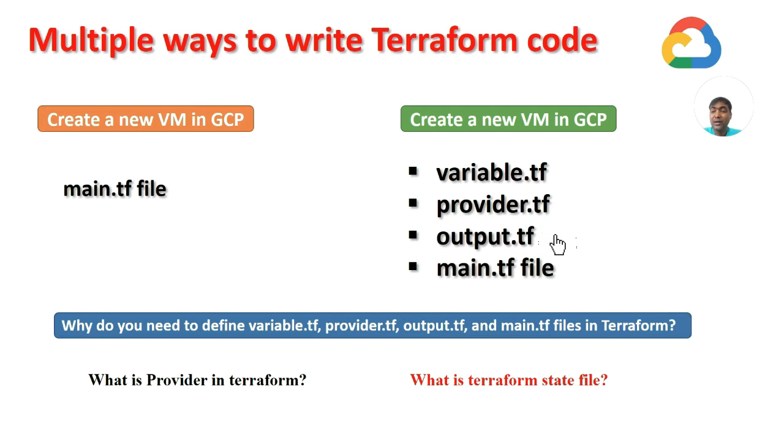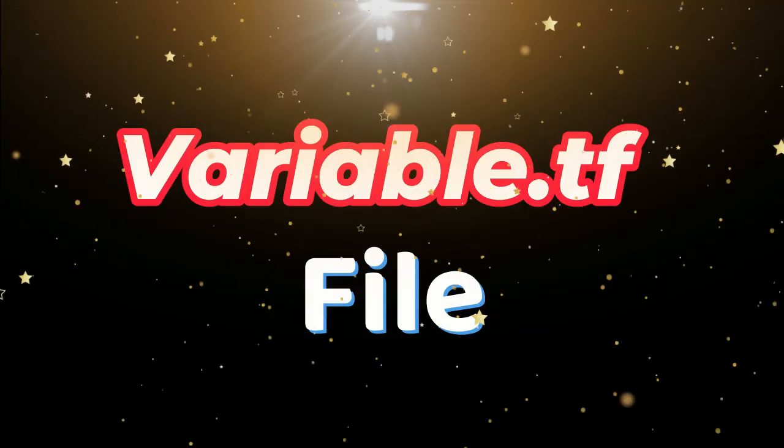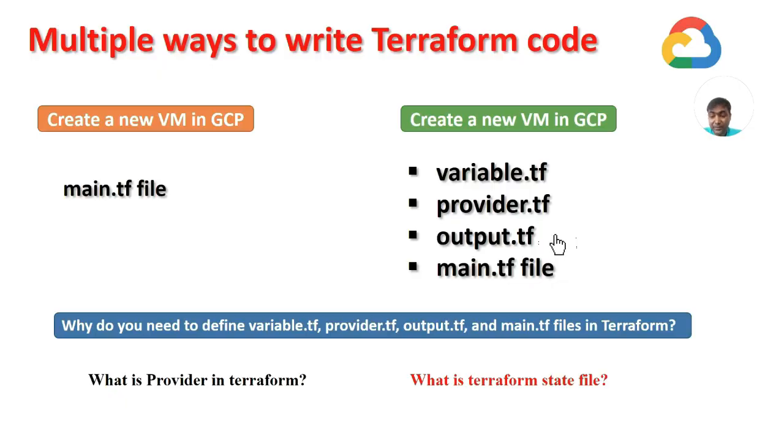Now you may think, why do you need to define variable.tf, provider.tf, output.tf and main.tf files in Terraform? Guys, in Terraform we define variable.tf, provider.tf, output.tf and main.tf files for better organization, reusability and maintainability of our infrastructure code. Each file serves a specific purpose, guys. Let's discuss the variable.tf file. You define input variables that allow you to parameterize your Terraform configuration.